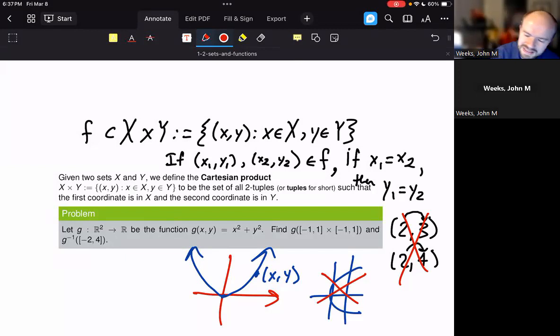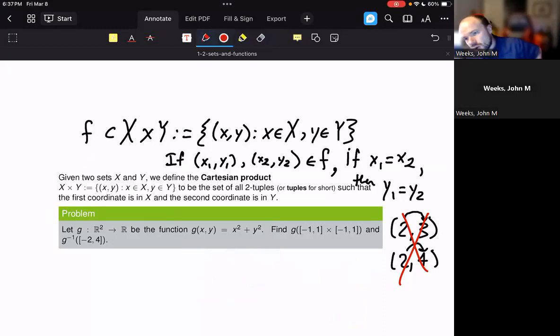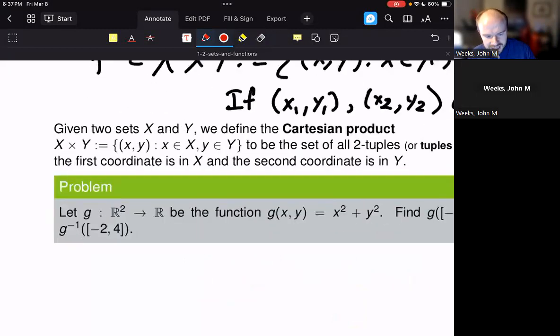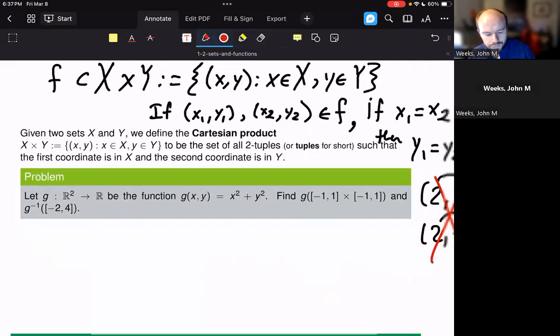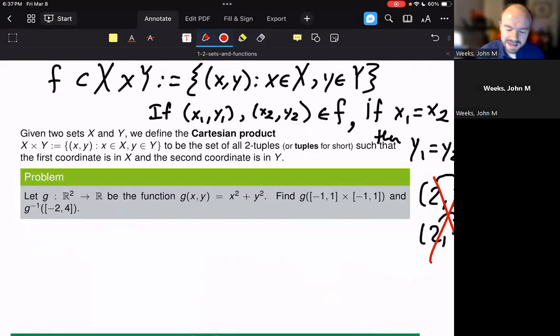So now that we've seen this, let's get a little bit of practice, especially with the Cartesian coordinates, because we see Cartesian coordinates in more contexts than just the definition of a function. Let's take this function g, going from R squared to R, a function of several variables that takes you g of x, y equal to x squared plus y squared. Let's start by finding g of the Cartesian product of [-1, 1] and [-1, 1]. So what does this set look like? This is the set of all points x, y.